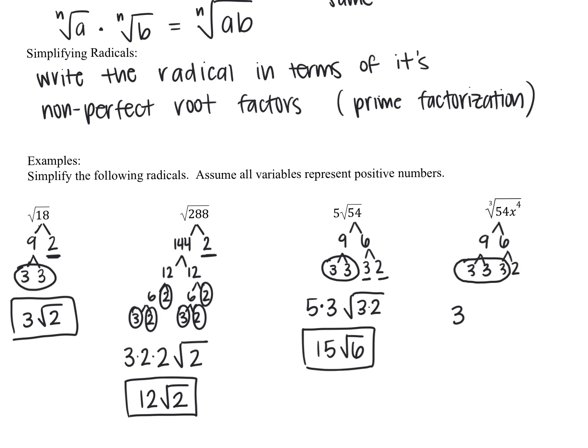I also need to look at my variables. So I have x to the 4th. If I'm thinking how many groups of 3 are there in x to the 4th, there is one group of 3. So I'm going to have an x. Then underneath my cube root, I still have a 2. And 4 doesn't divide into 3 evenly, so I also have an x left over. So 3x cube root of 2x is going to be my final simplified answer.